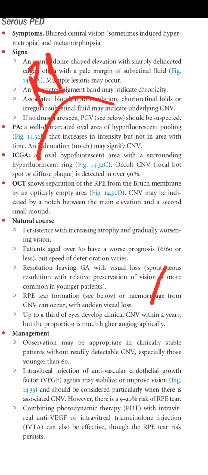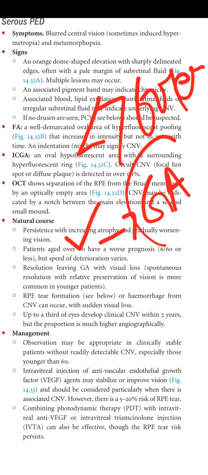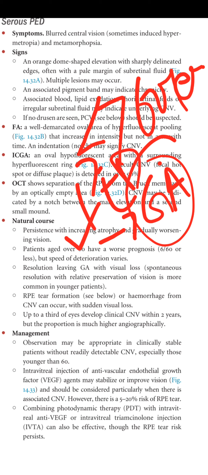Natural course. Persistence with increasing atrophy and gradual worsening vision. Patients aged over 60 years have a worse prognosis than those 60 or less, but the speed of deterioration varies. So if the patient is older than 60 years, the prognosis can worsen. Resolution leaving geographic atrophy with visual loss. Spontaneous resolution with relative preservation of vision is more common in younger patients. So it can also lead to geographic atrophy as well. And in younger patients, the spontaneous resolution with relative preservation of vision can also occur.